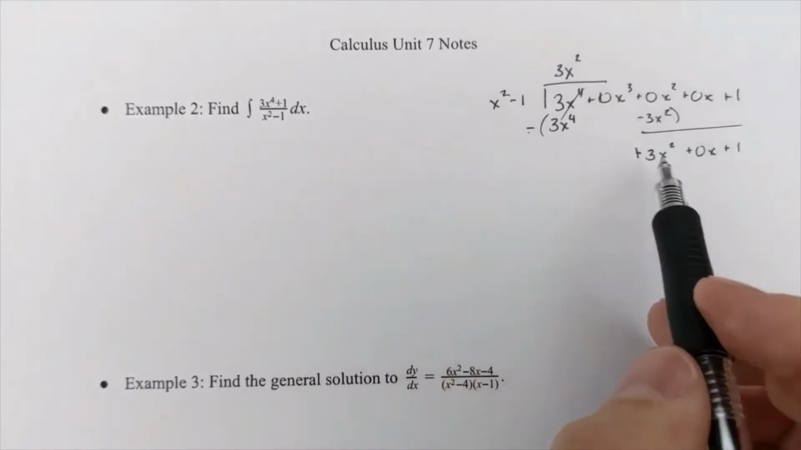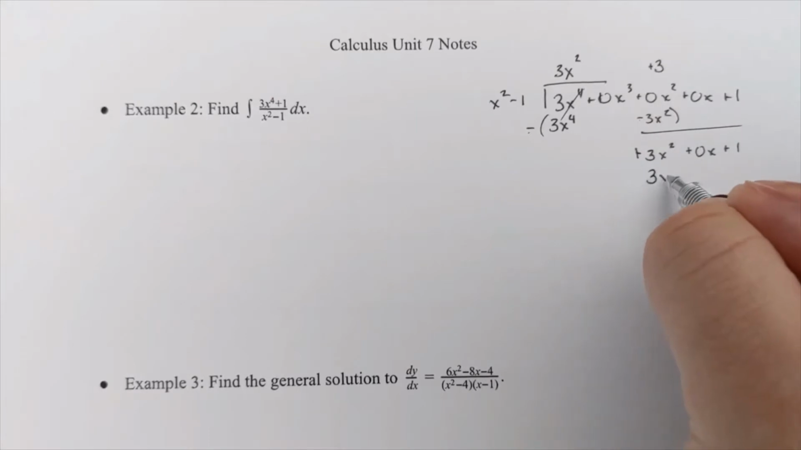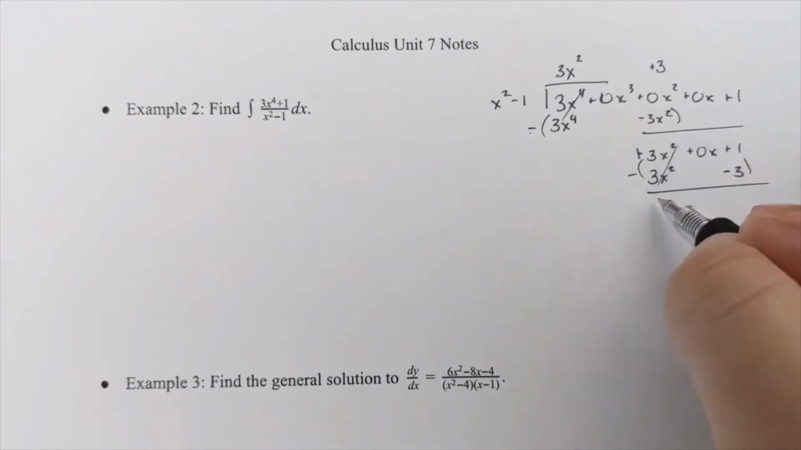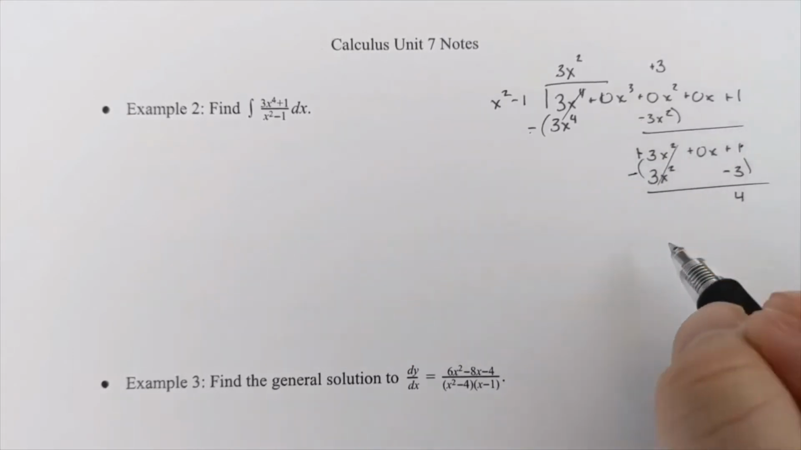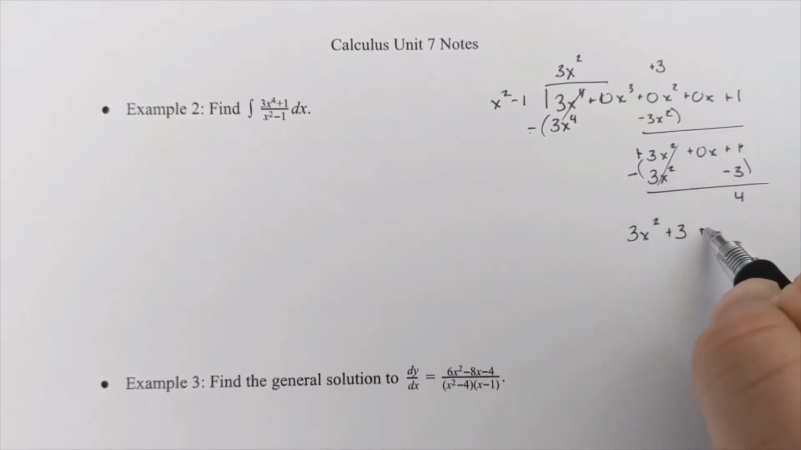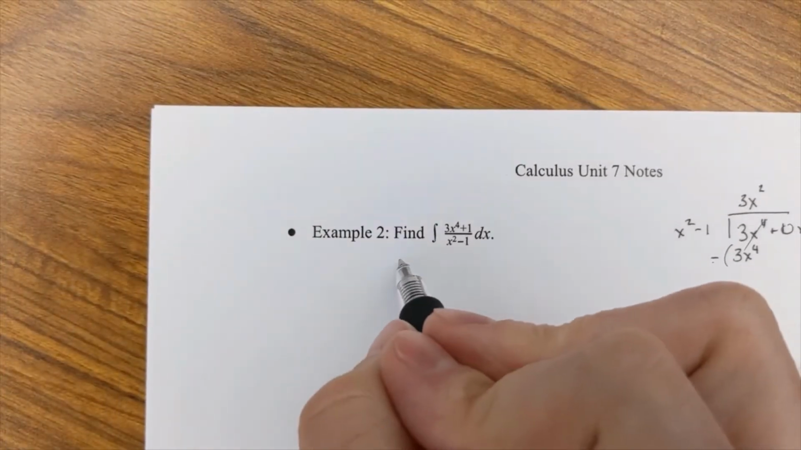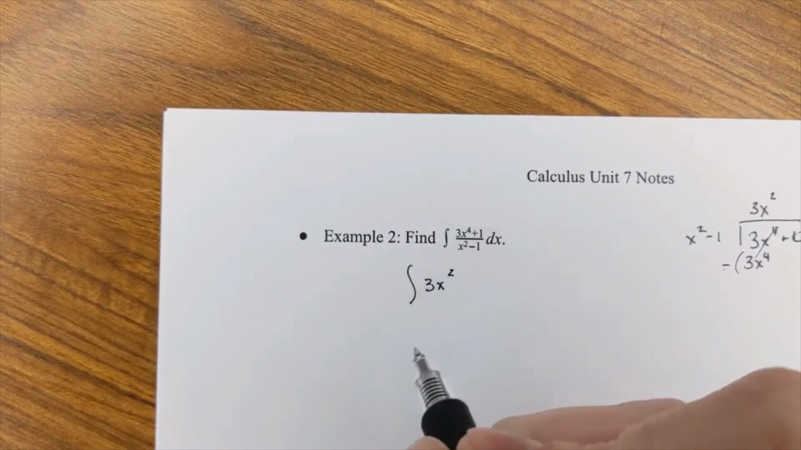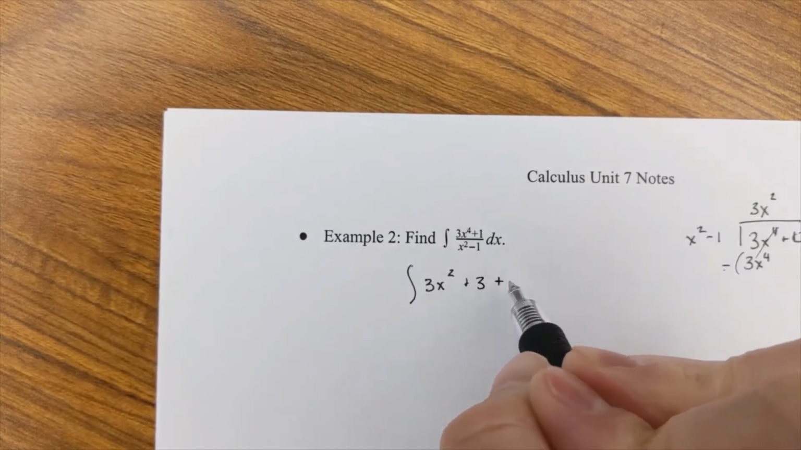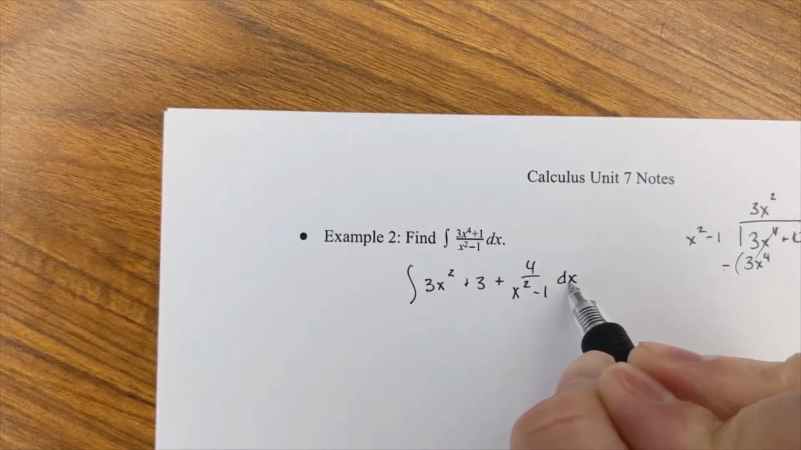So to turn x squared into 3x squared, I need to multiply by a 3. That gives me 3x squared, gives me minus 3, draw parentheses, subtract. So those cancel. 1 minus negative 3 is 4. So this divides out as 3x squared plus 3 plus 4 over x squared minus 1. So I'm going to rewrite this: the antiderivative of 3x squared plus 3 plus 4 over x squared minus 1 dx.